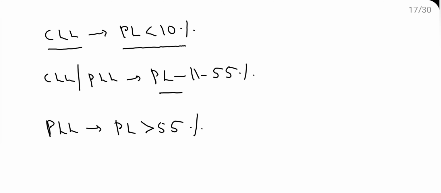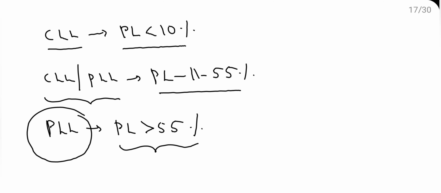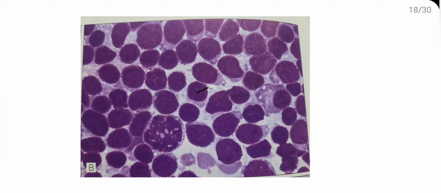If these prolymphocytes are between 11 to 55%, then you have to call it CLL/PLL. If these prolymphocytes are more than 55% when compared to mature lymphocytes, then it is known as prolymphocytic leukemia. Now, with this background of morphology, let's see the different images of leukemia and try to identify.